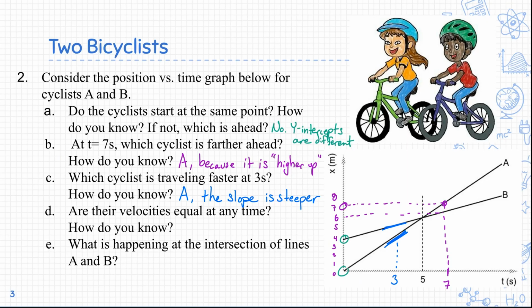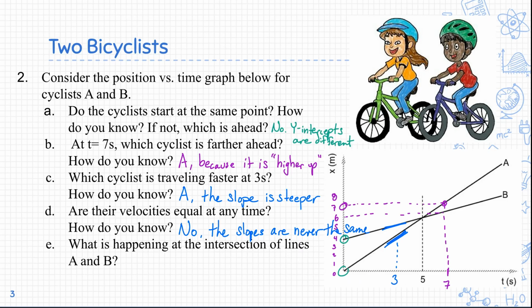And that leads into the question, are their velocities ever equal? No, they're not, because the slopes are never the same. In order for them to have the same speed, I would need two lines that were parallel to one another. This would look like they were going the same speed if they had the same exact slope.